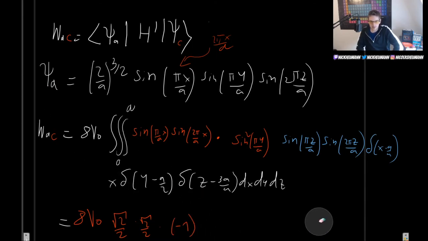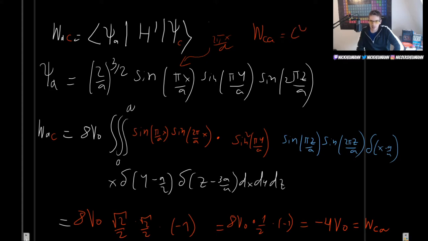All right, so this means that now we have 8v0 times 1/2, times minus 1. So we are left with minus 4v0. And this is, of course, the same as WCA, right? Because WCA is psi C H prime psi A, which is the same when you take the complex conjugate of this, but they are real numbers, so it doesn't change anything. So both of them are the same.